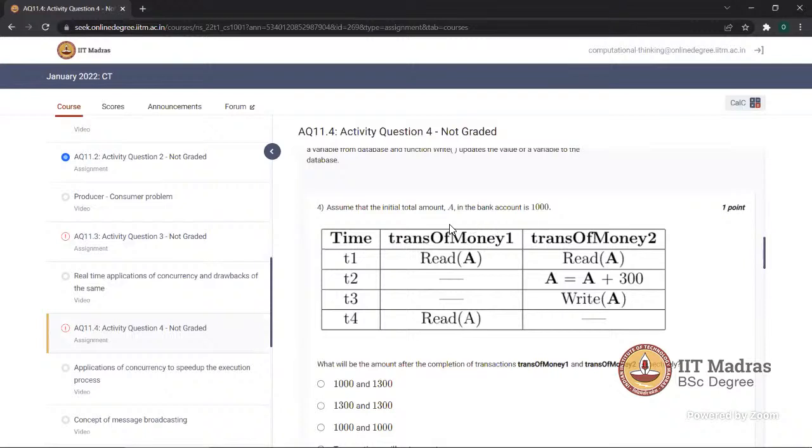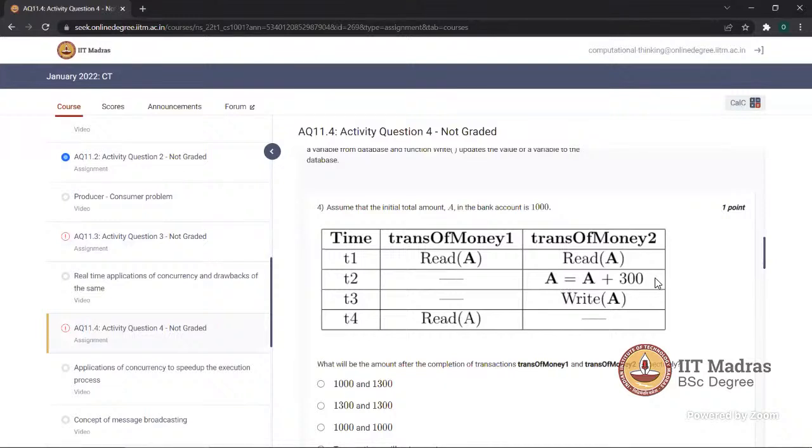So this first transaction got 1,000 as the value because that's the current value. Then the second transaction also read the value of A and also got 1,000, which is correct. Now we are at T2. Transaction 1 is doing nothing, whereas transaction 2 added 300 into it for some reason. Maybe it got some interest, maybe somebody transferred it. 300 got added into that particular account.